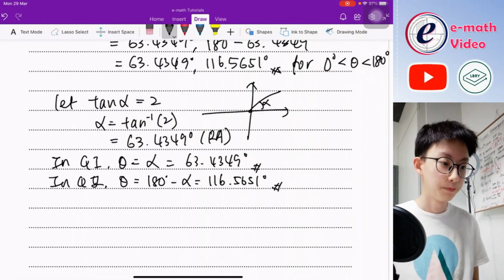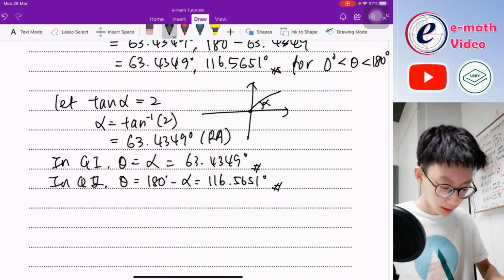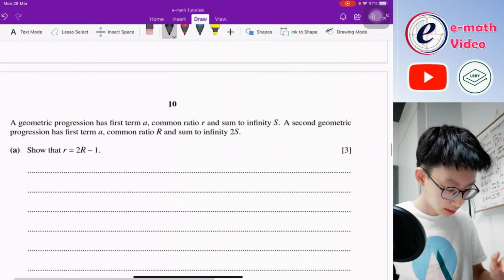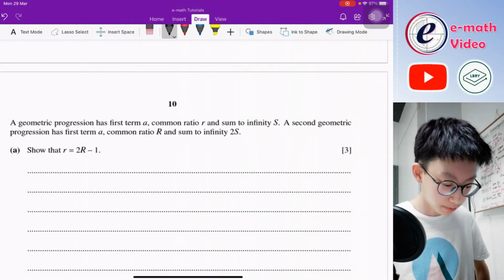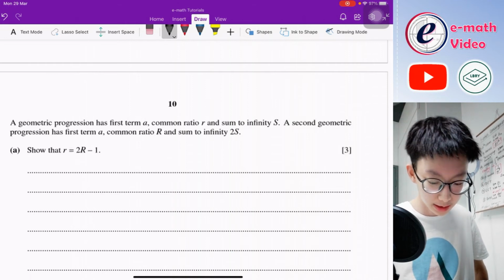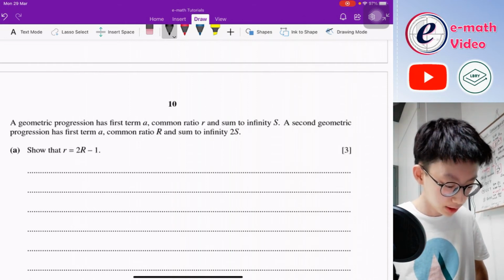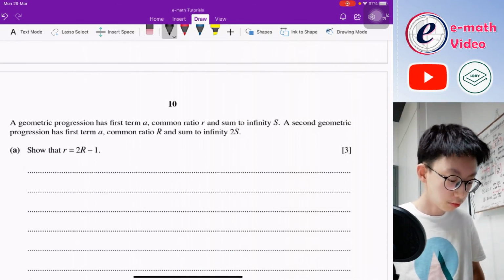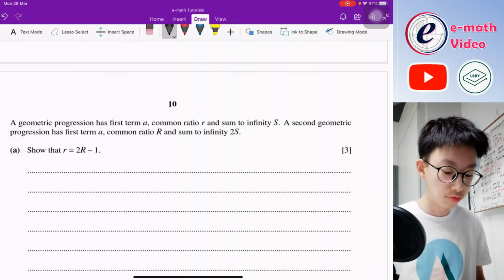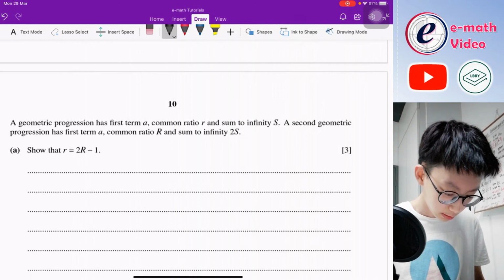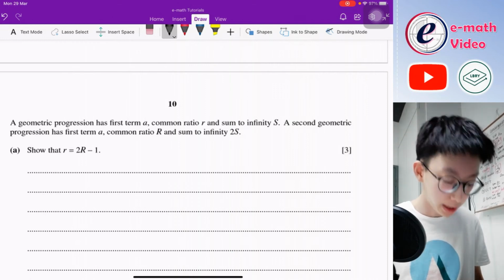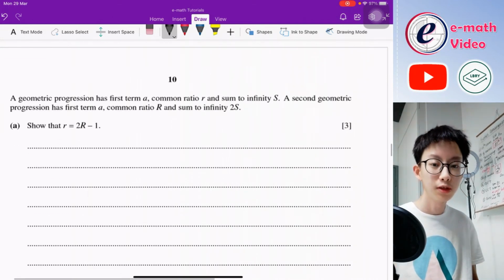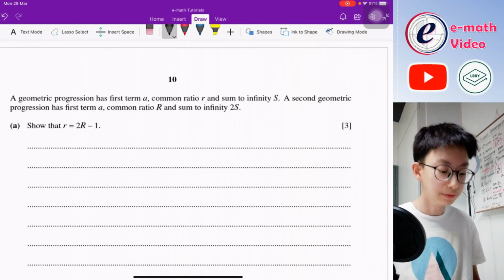If you want to be more detailed, you can write your answer like this. No harm. Okay, next. A geometric progression has the first term a, common ratio r, and sum to infinity S. A second geometric progression has the first term a, common ratio big R, and sum to infinity of 2S. Show that r equals 2R minus 1.